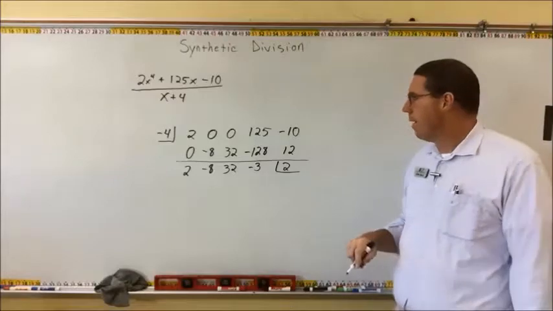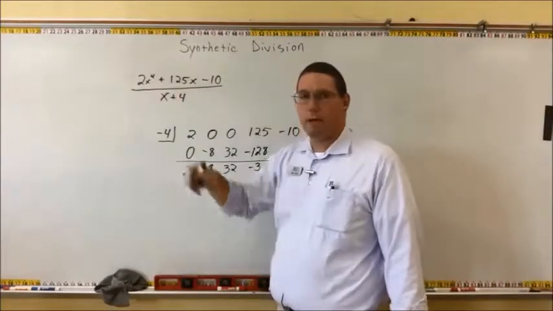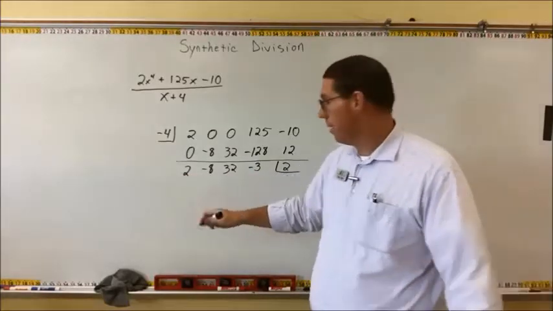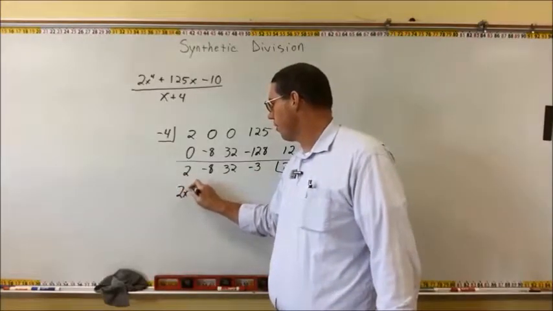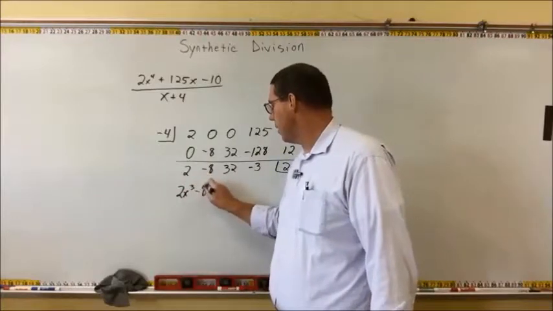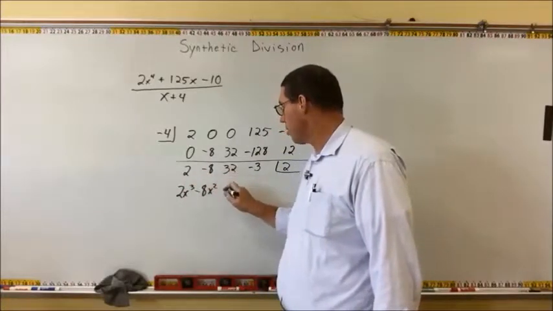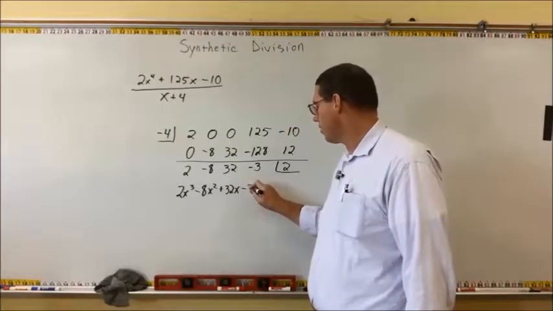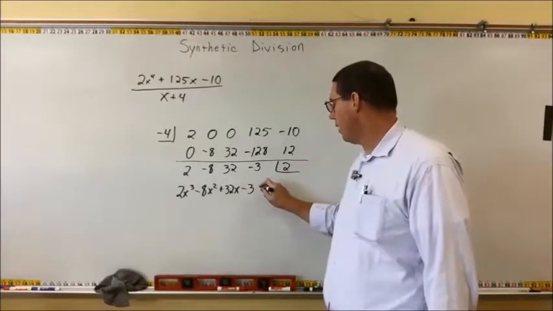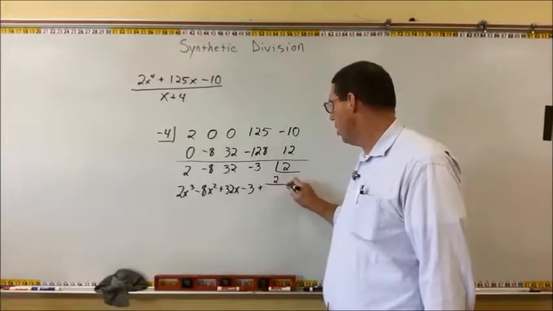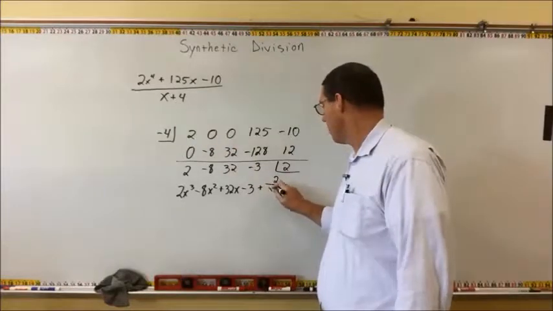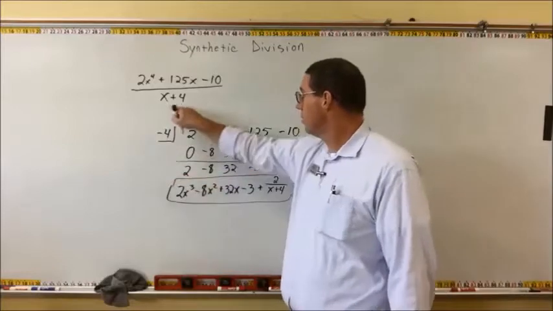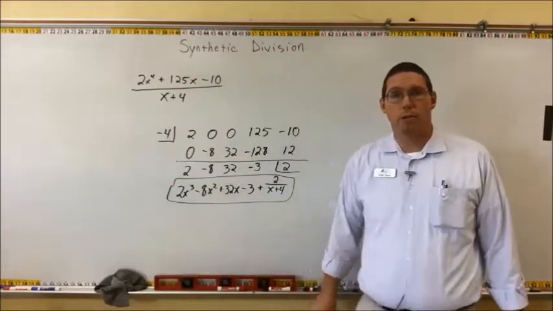Okay? Now, the original question started out as x to the 4th, so this is going to be x to the 3rd. So this is going to be 2x to the 3rd minus 8x to the 2nd plus 32x to the 1st, or just x, minus 3. And then we have a positive 2 remainder, so we're going to put plus 2 over x plus 4. And that is our answer. That's our quotient to dividing that rational expression.